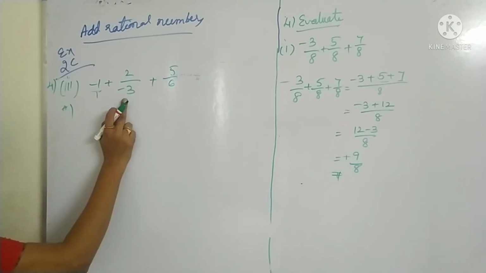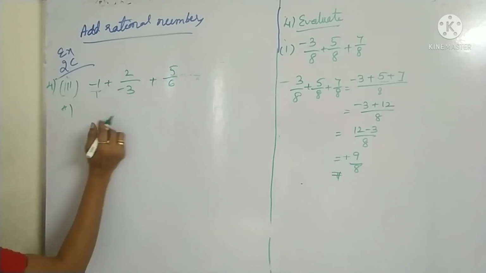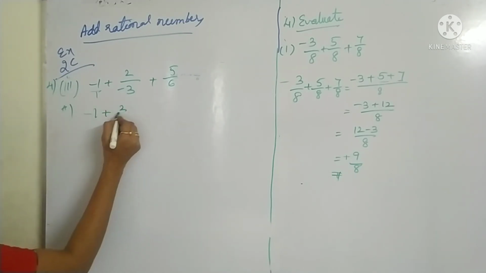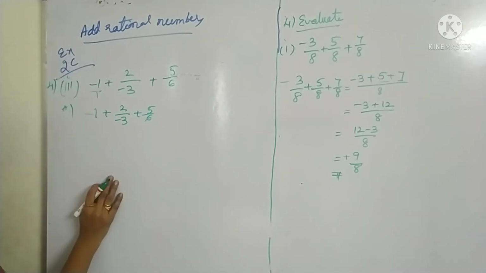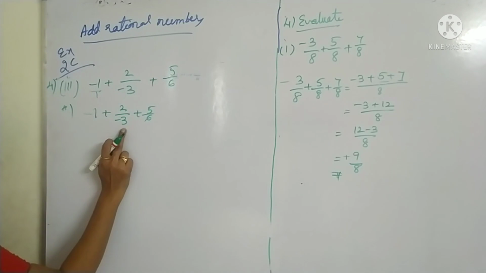And here we have one negative denominator. We have to convert this one into a positive denominator. So minus 1 plus 2 by minus 3 plus 5 by 6. Okay, so first we will leave the sign.